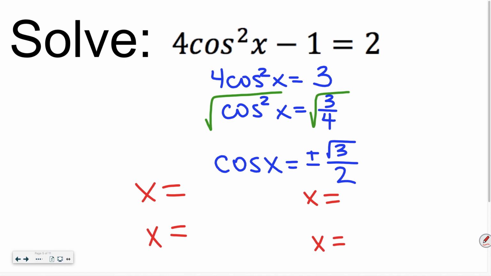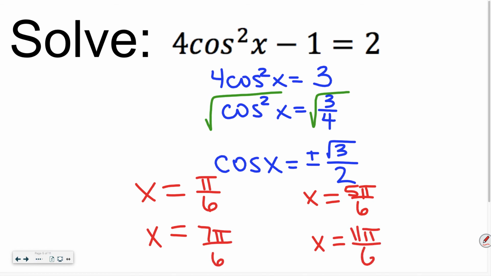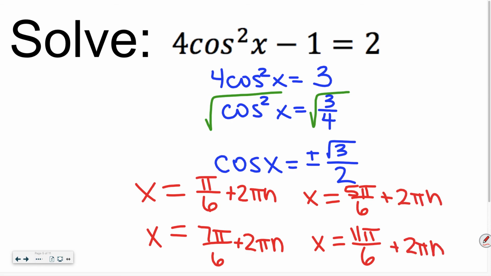Gracie, give me one of the angles. Which one? Pi over 6? Okay, pi over 6, which means another angle would be 5 pi over 6. And another angle would be 7 pi over 6 and 11 pi over 6. We have all the pi over 6 angles. And then since cosine has a period of 2 pi, we can add 2 pi n to it.